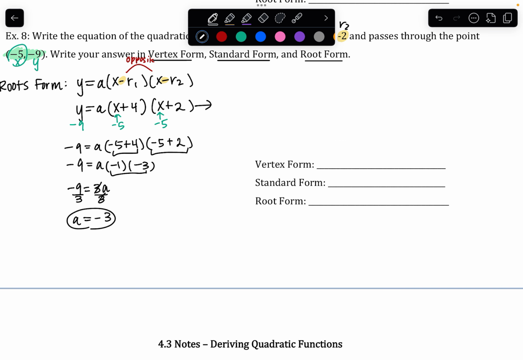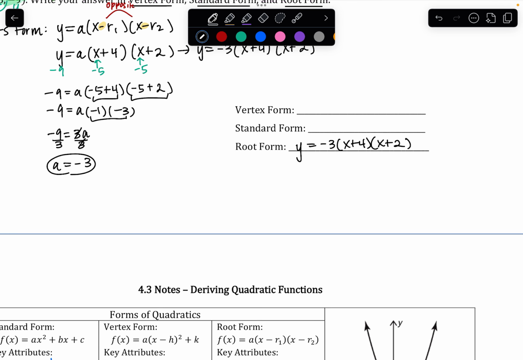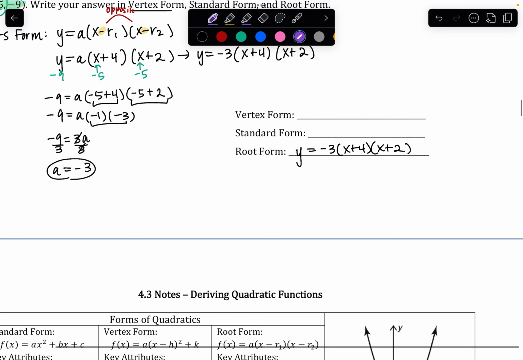Okay, and so now my completed root form is going to be y equals, we're going to put the -3 in. Let me write it up here. Y equals -3, and then we still have the x plus 4, x plus 2. Okay, and so that is root form. Okay, and so from root form, we are going to convert it to standard form by just FOILing the whole thing out.